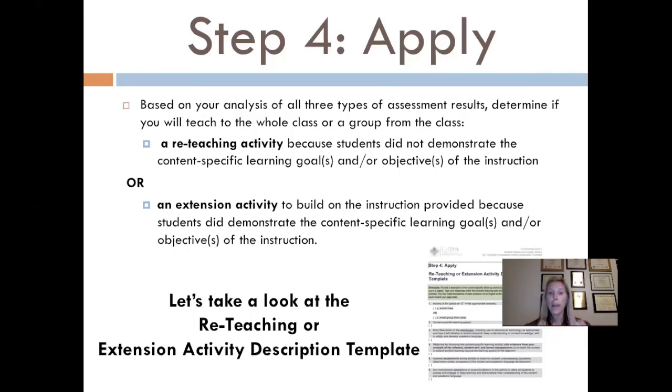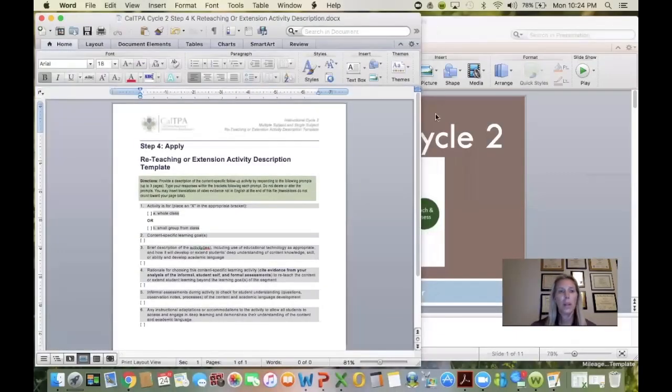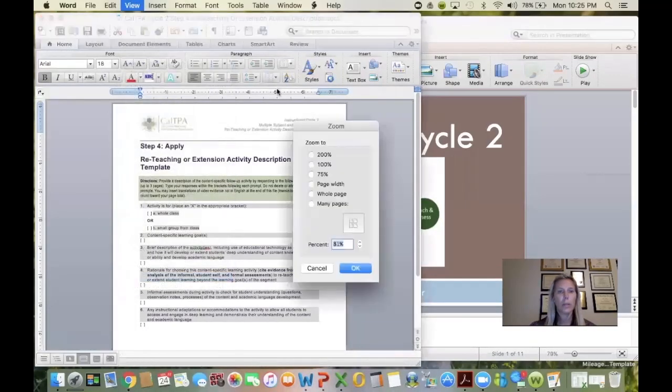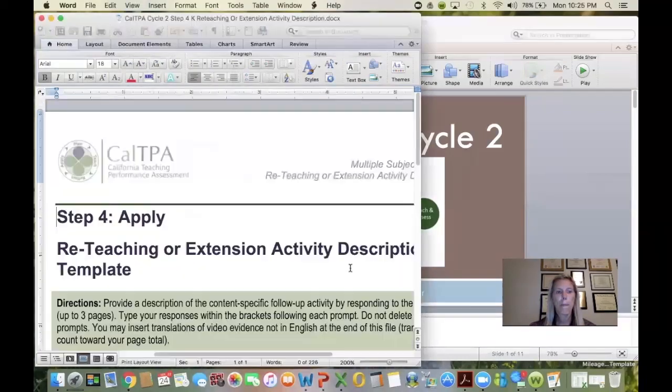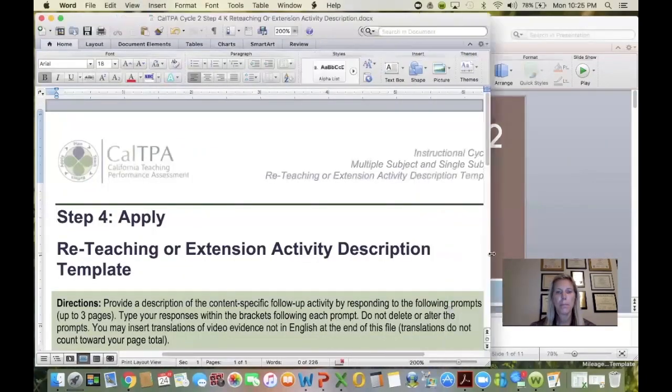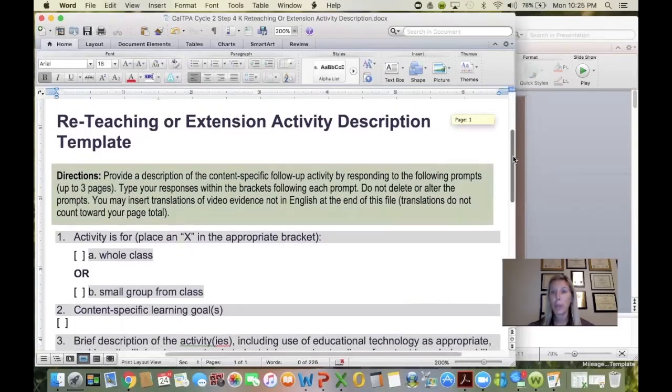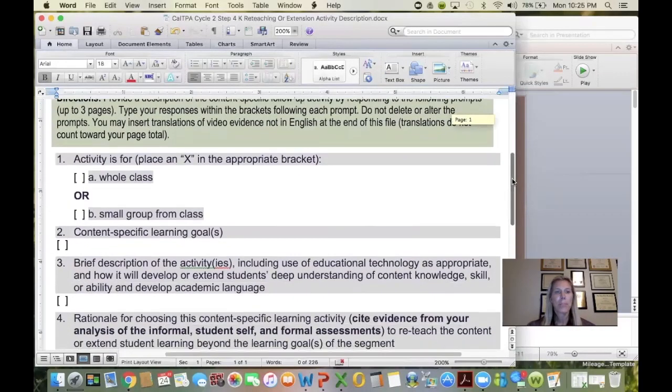Once you've determined that, then you can open up the reteaching or extension activity description template. Let's take a look at it. All right, this one I do need to zoom in a little bit because it's small. Okay, when we look at this template, you can see that you're allowed to type up to 3 pages for the document. And what you're going to do here is identify, are you teaching this whole class or are you going to teach a small group from the class? Just put an X in a box.